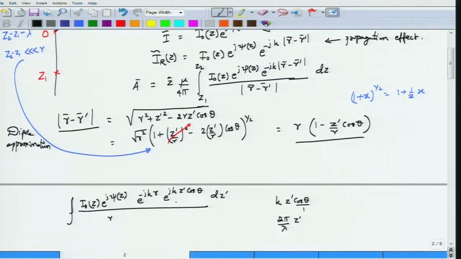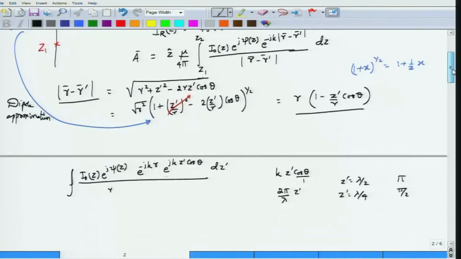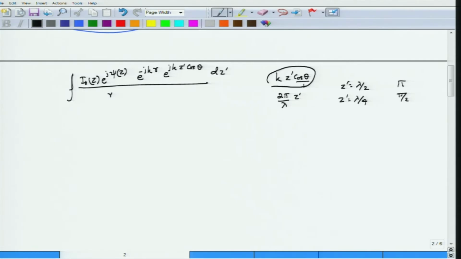If you go to z prime equal to lambda by 2, the phase k z prime cos theta, assuming cos theta is equal to 1, will be equal to pi. Or if you go to z prime equal to lambda by 4, the phase would be equal to pi by 2. So, in other words, this phase factor k z prime cos theta in the numerator is a rapidly varying quantity with respect to z prime. So, I should not consider k z prime cos theta equal to 0. I cannot make this approximation.